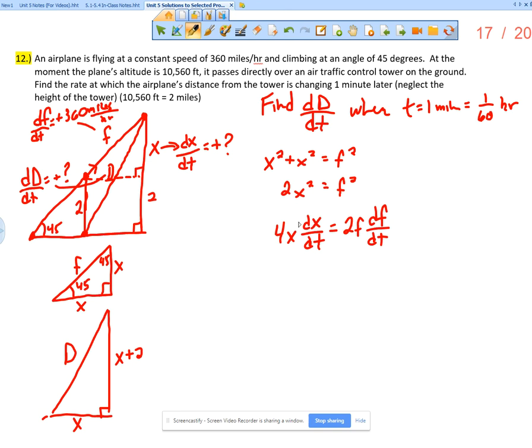Well, I don't know dx/dt, but I'm going to need to know that, right? I also don't seem to know x or f, right? But I do know df/dt. All right, so how do I find x and f?